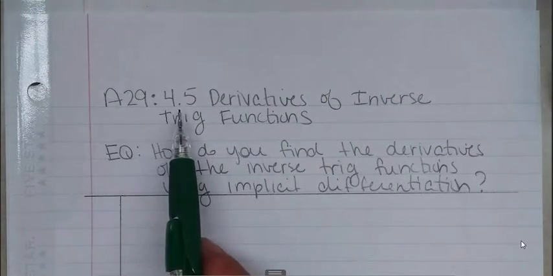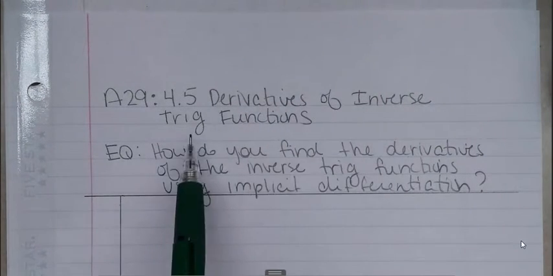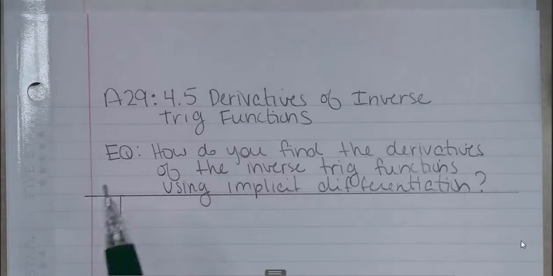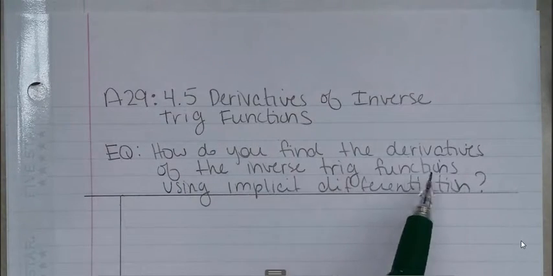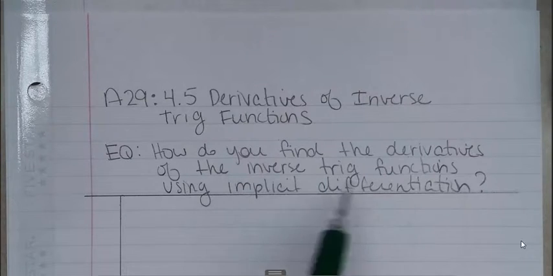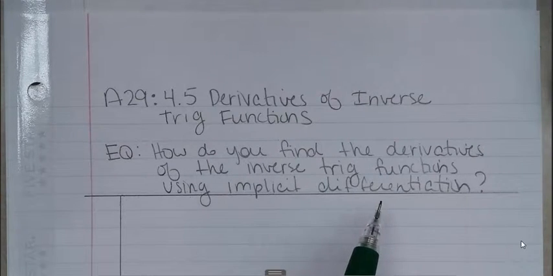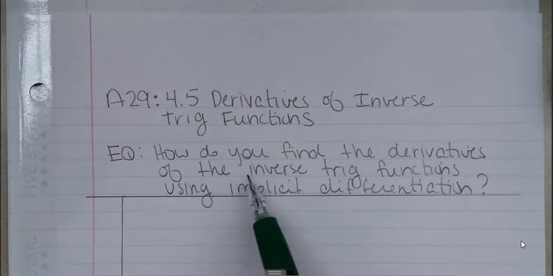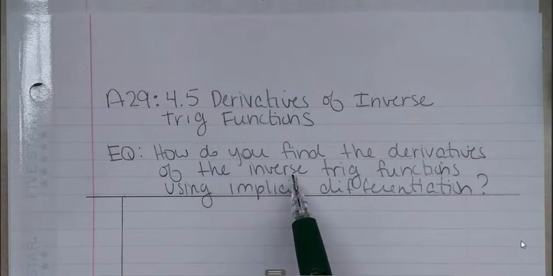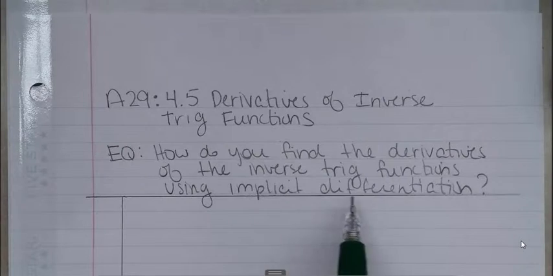Assignment 29 is 4.5, derivatives of inverse trigonometric functions. Your essential question is, how do you find the derivatives of the inverse trig functions using implicit differentiation? A couple of important things we're going to have to remember here are, first of all, what are inverse functions? And then we'll be introduced to what implicit differentiation is.